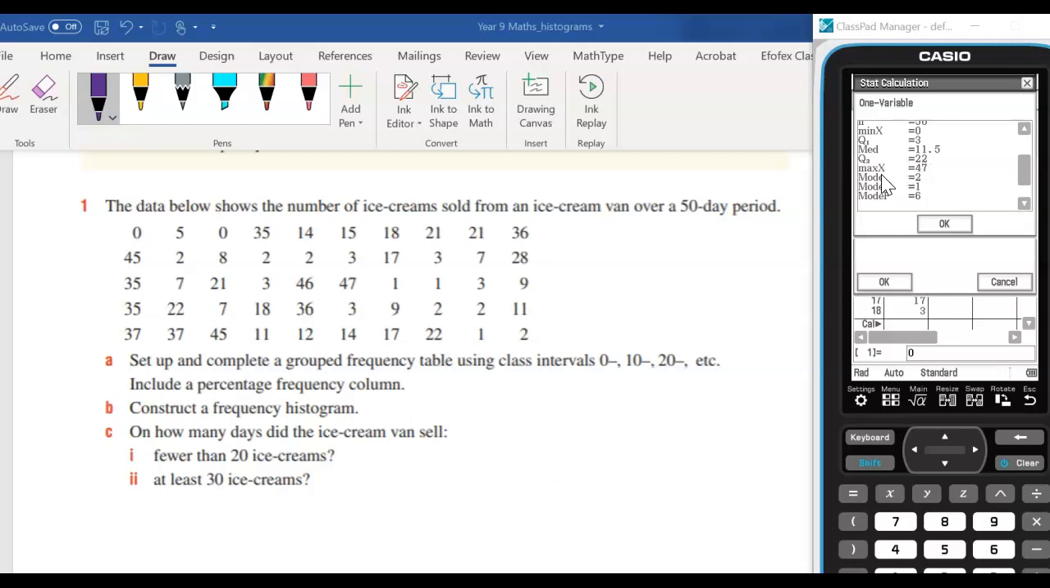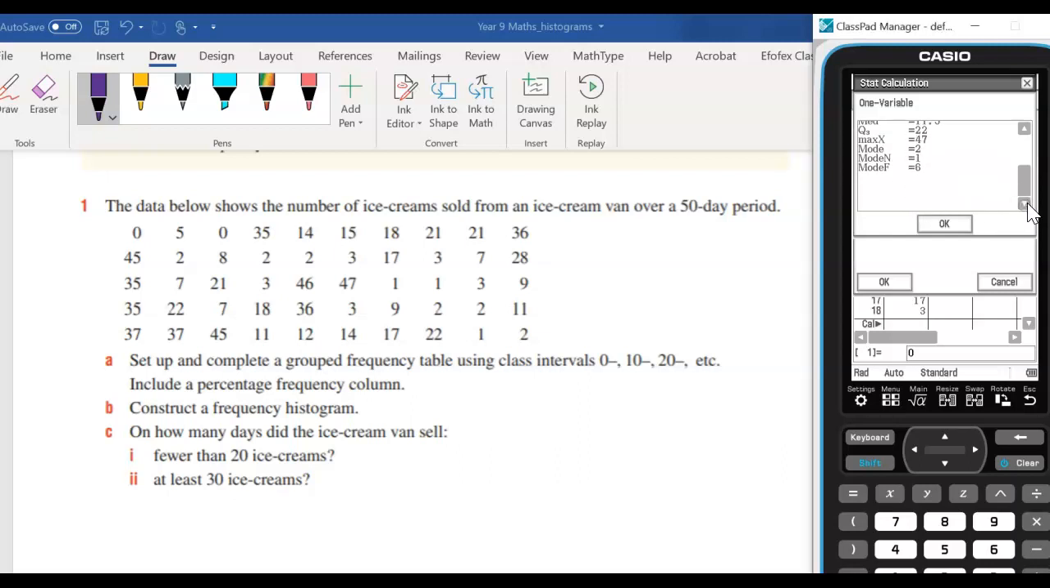So our median 11.5, the maximum. Because you've got the maximum and the minimum, you can also do the range. So 47 minus 0 gives you the range. But that's easy to find anyway. The mode, they've also given you that, which is 2. And I don't think we need to do anything else.